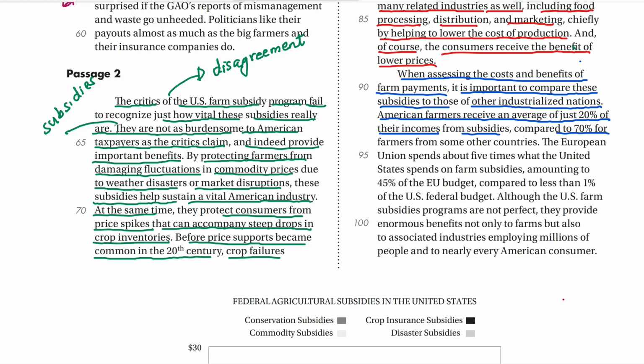compared to 70% farmers from other countries. وبدأ يتكلم على other countries يا أساتذة. فأنا أقصد أقول إيه، الفكرة هنا كانت واضحة جدا. أجي هنا حضراتكم في الآخر.